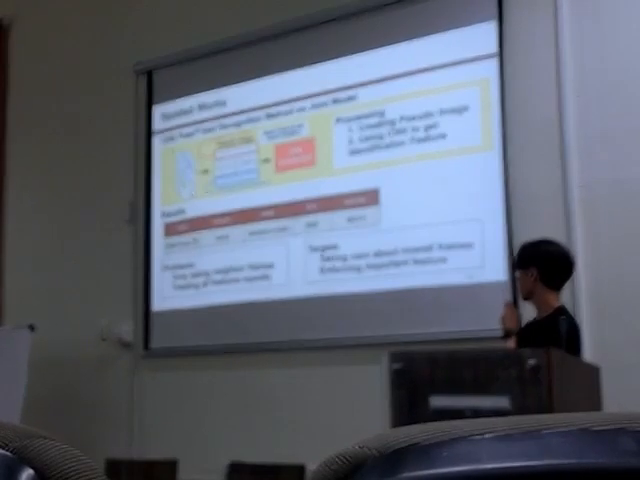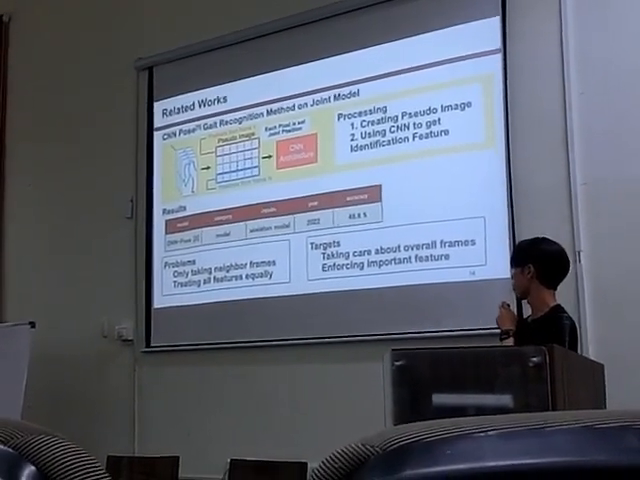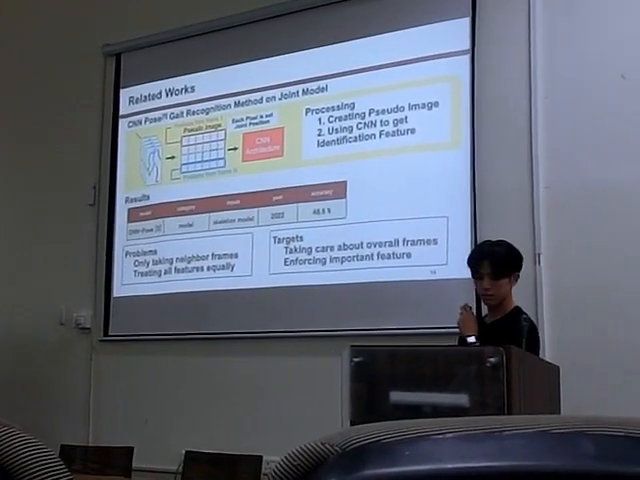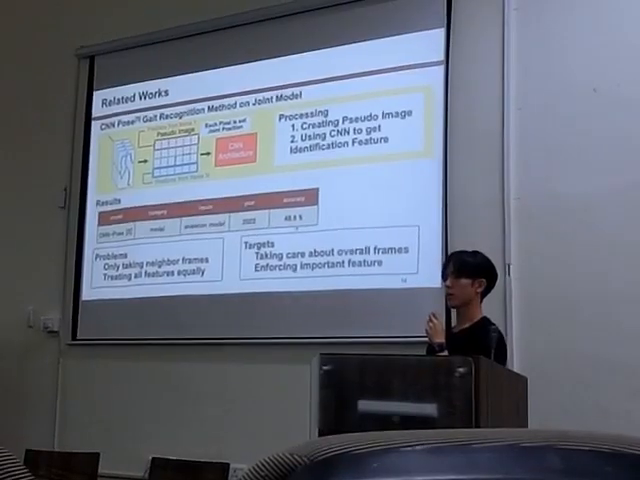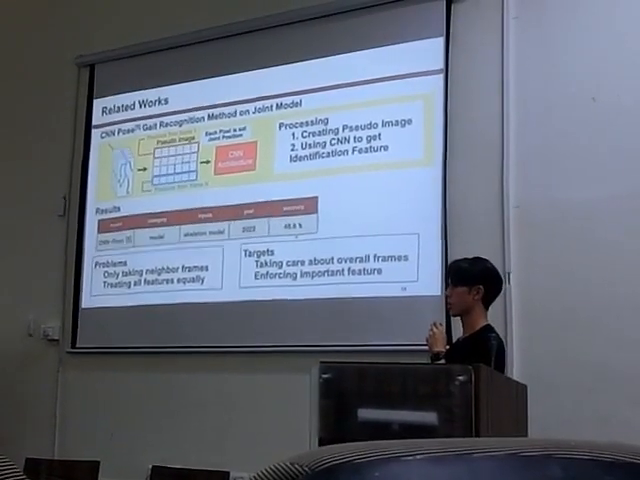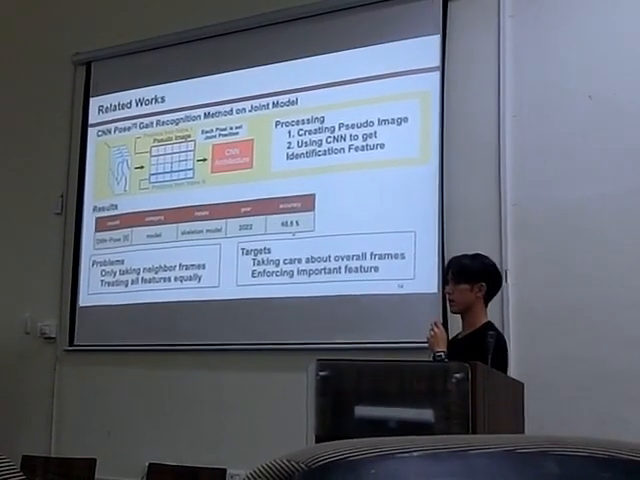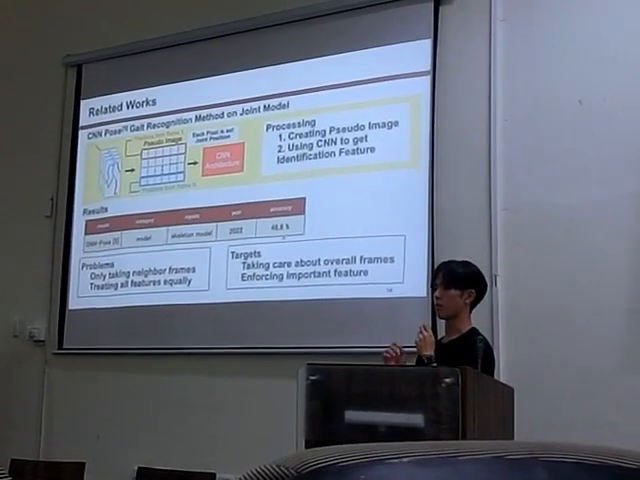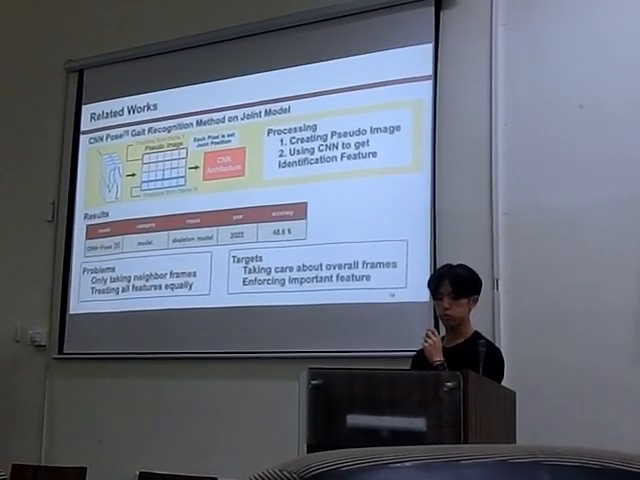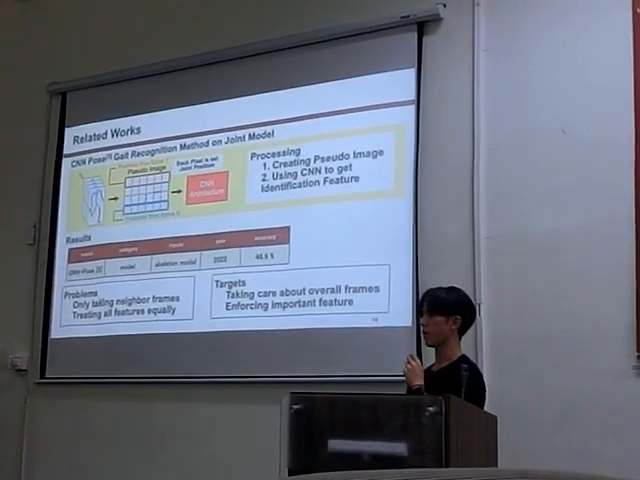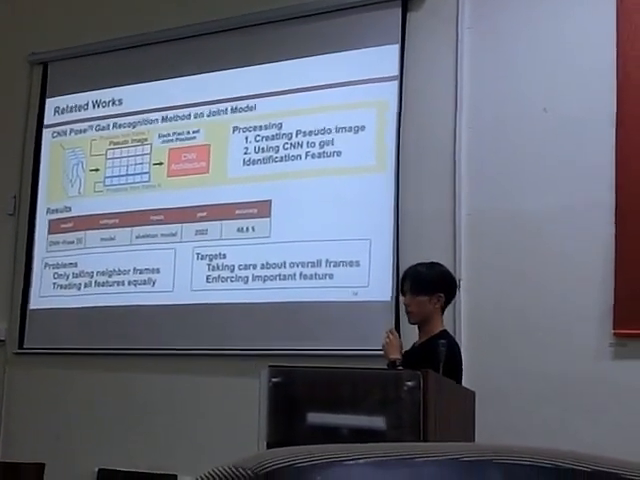On average score, the CNN code gets 48.6 accuracy. So this is high accuracy among model-based methods, but the appearance-based method has a better result. So in my research, I want to improve this result.